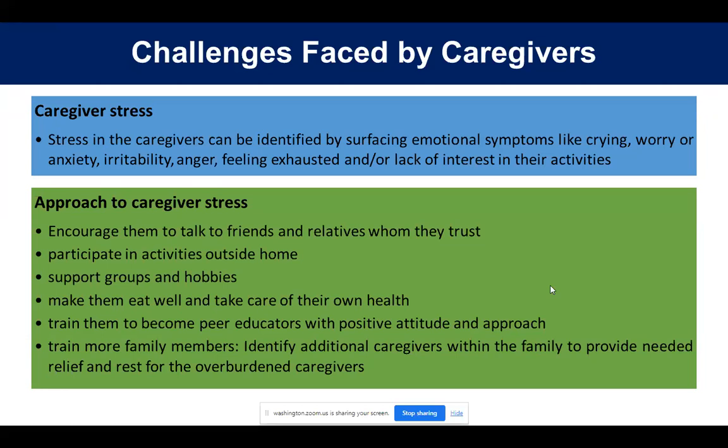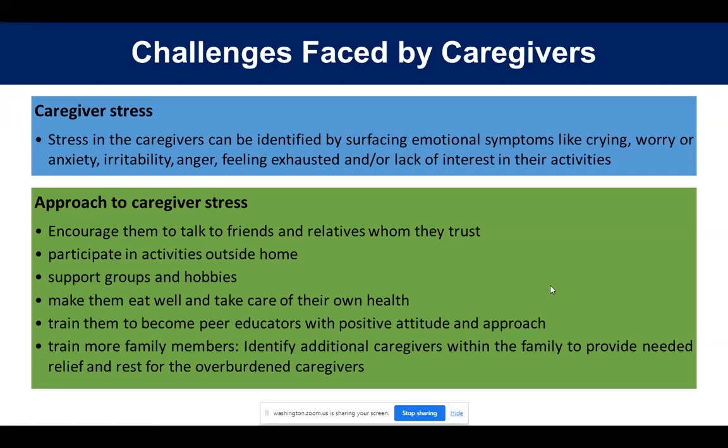So there is an intense sick atmosphere at the patient's place. The caregiver, he or she, can also fall ill because of the care they are giving to the patient. So stress in the caregiver can be identified by surfacing emotional symptoms. They can feel like crying, anxiety, irritability, anger, and they feel exhausted and lack of interest in their activities because it is day-to-day care and they see an endless hope of that patient. So they are feeling something is going away from them.